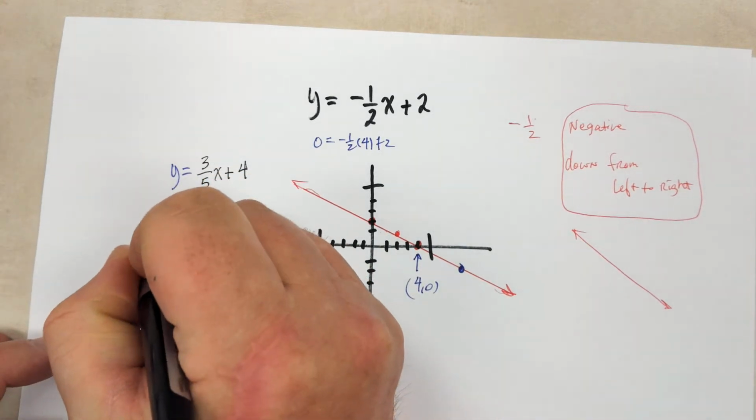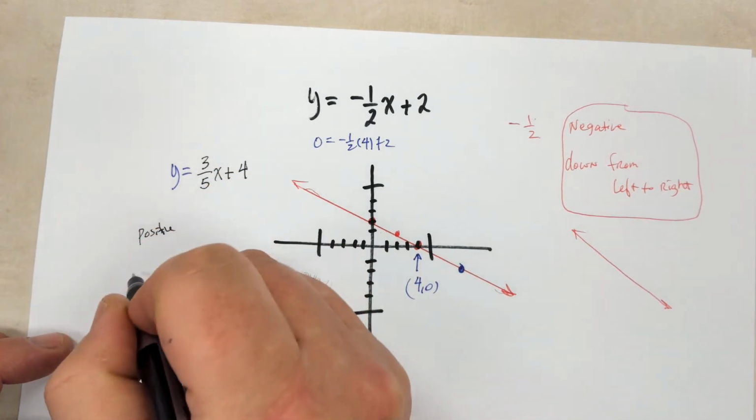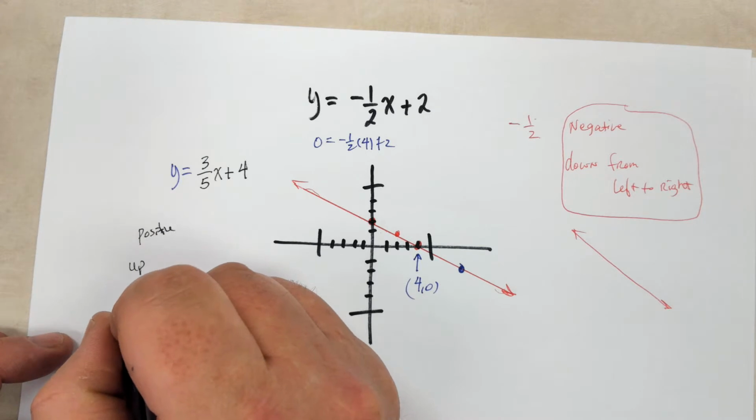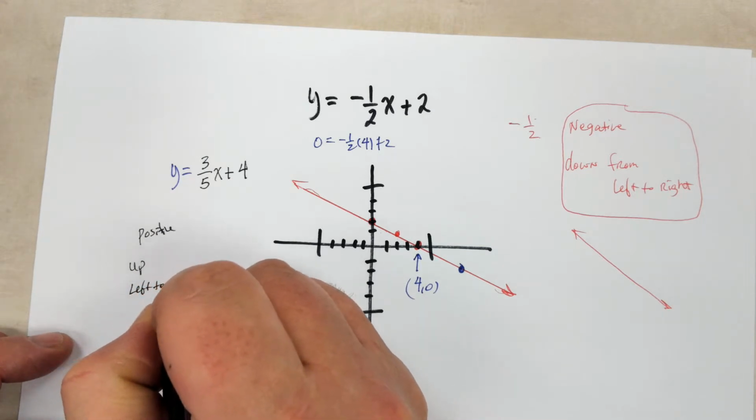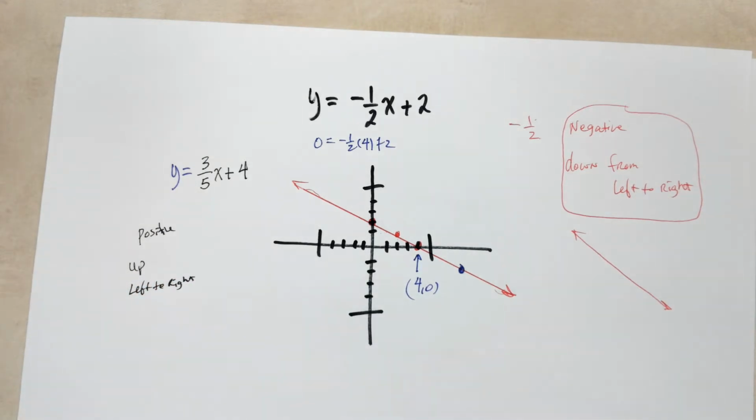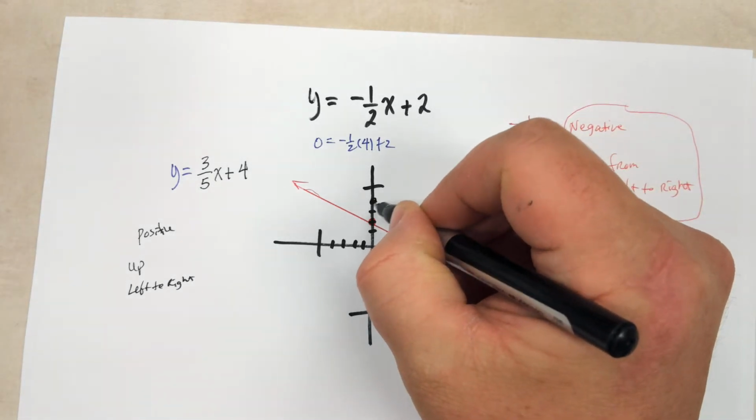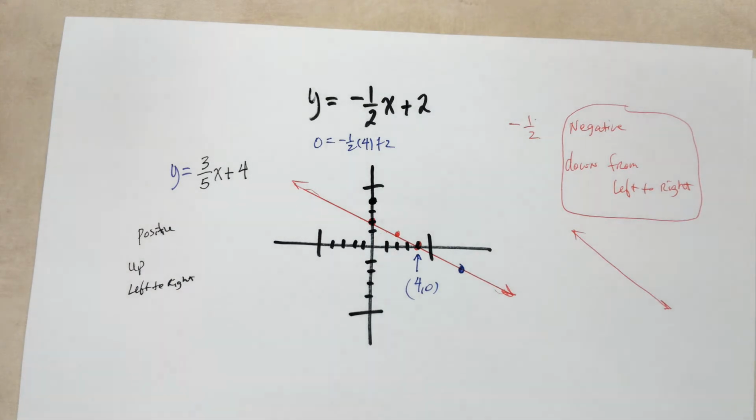Now this is a positive slope, right? So positive is up from left to right. It has to go up, which is tricky because 4 is right here, and you can't go up 3. There's not room. You could make room, but what if it's printed and it has to be exact? Here's what we can do.